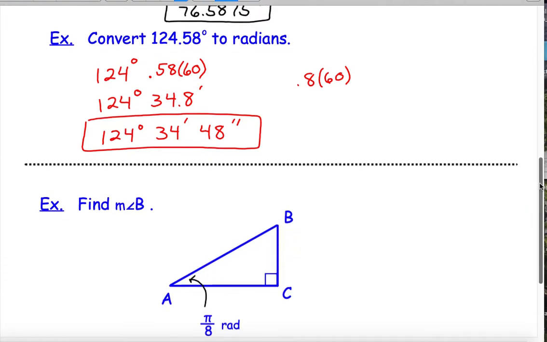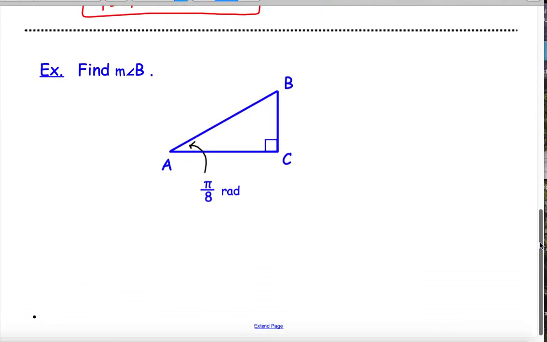One last type of problem. What if I asked you to find the measure of angle B? This would seem like a geometry problem if the angle here was in degrees, but it happens to be in radians. But that's not a problem. What do you remember from geometry? All the angles in a triangle add up to 180 degrees. Since it's a right triangle, that means the two acute angles must add up to 90 degrees.